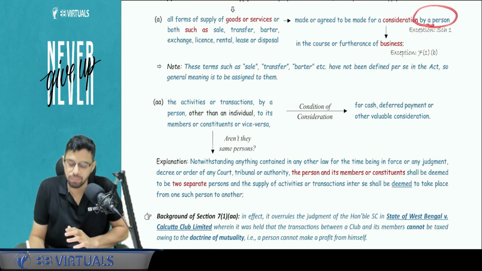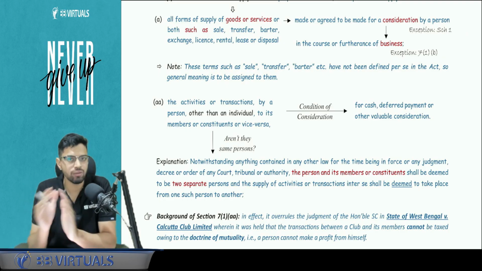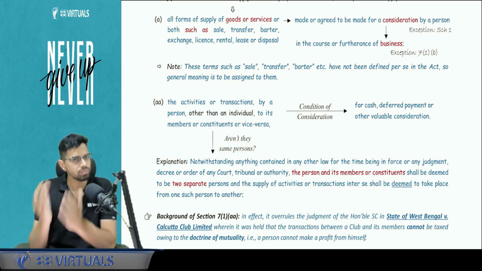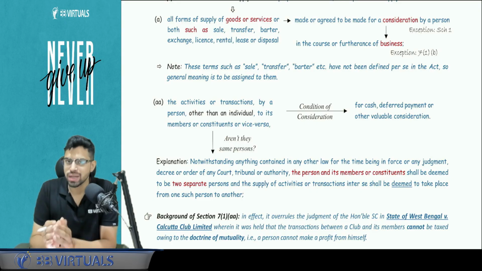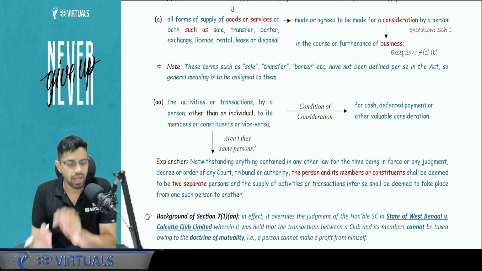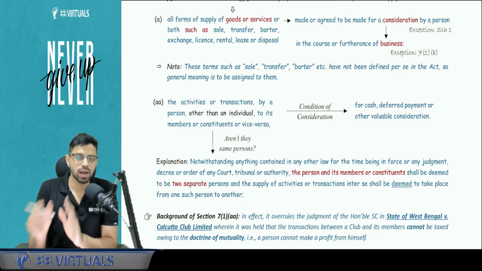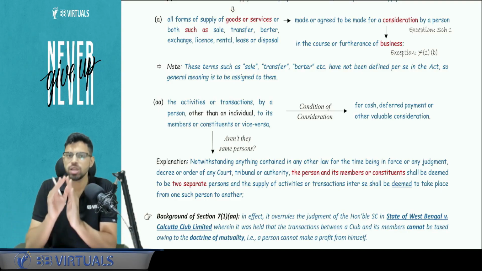They have just stated by a person. They have not stated by a person to a person. But it is very obvious, right? By a person to a person, supplier and recipient. So the Supreme Court stated that because of the doctrine of mutuality, the club and member are not separate people. A club is not separate from its members, so it is not a supply.